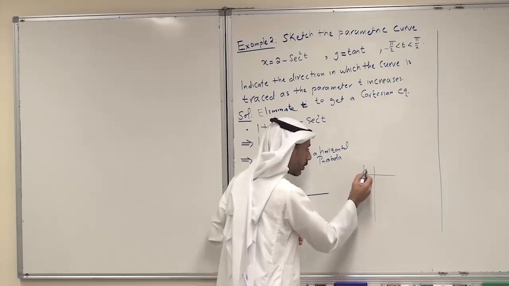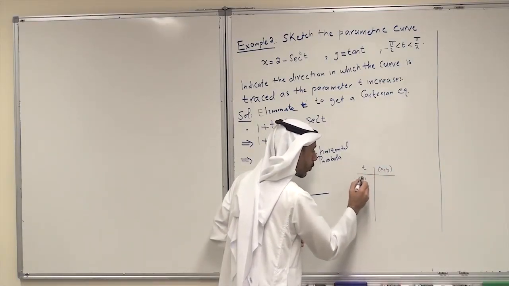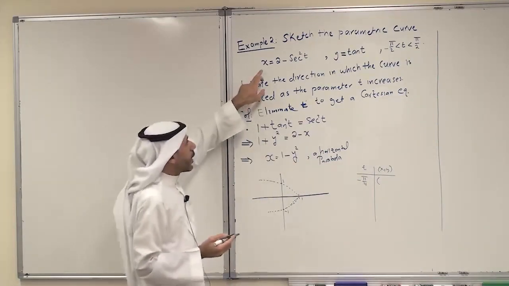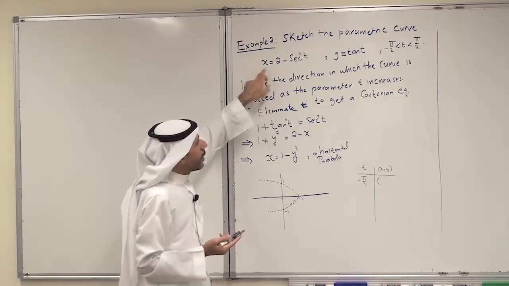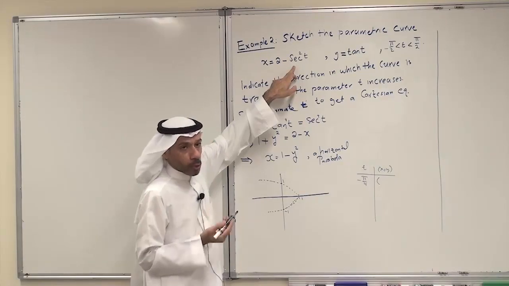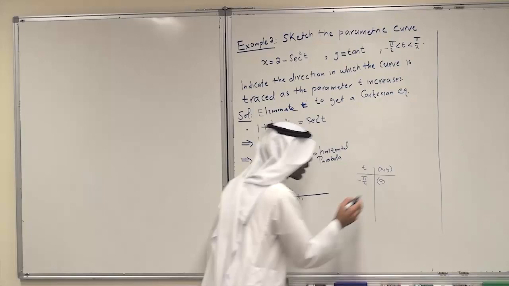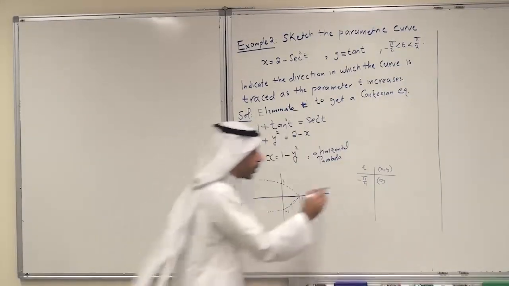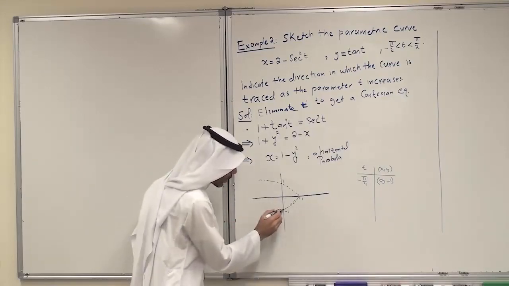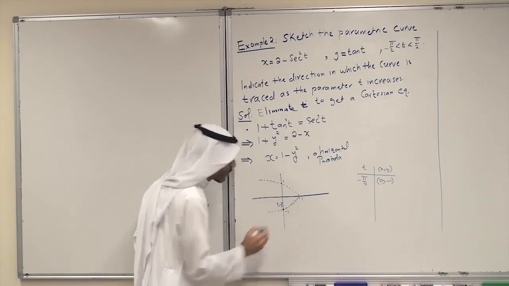So if I take t, for example, minus pi over 4, and find the corresponding x and y: secant of minus pi over 4 equals root 2, squared is 2, 2 minus 2 is 0, and tan of minus pi over 4 is minus 1. So I get this point here. This is t equals minus pi over 4.